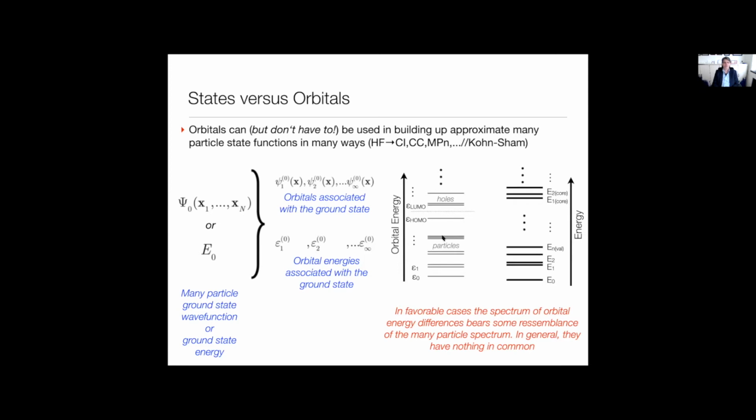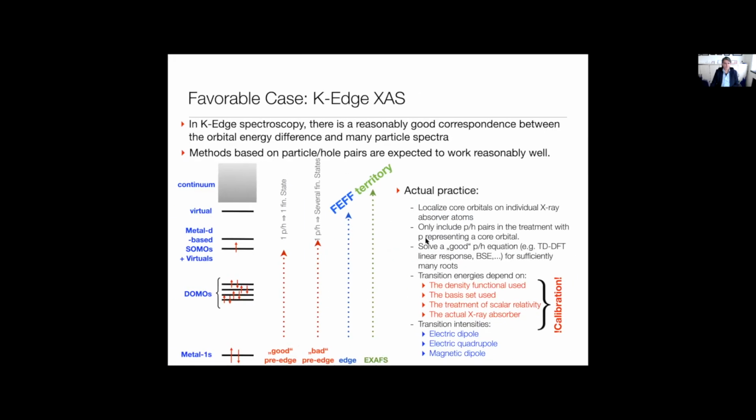An ensemble of orbitals can be used to approximate a many particle state. But in general, these orbitals are not observable, and they're to some extent also arbitrary. And so it's very important in my mind to make this distinction. And I want to make that less abstract by showing you an example.